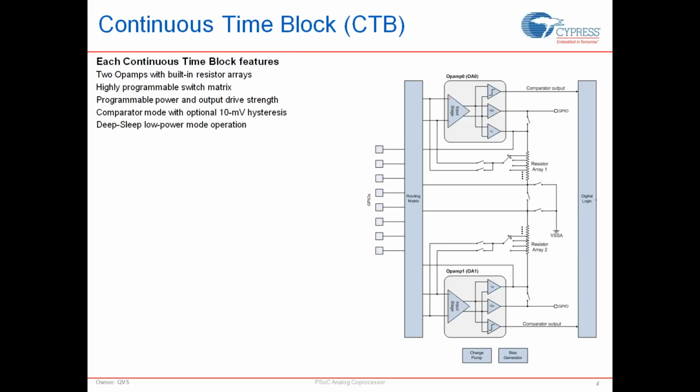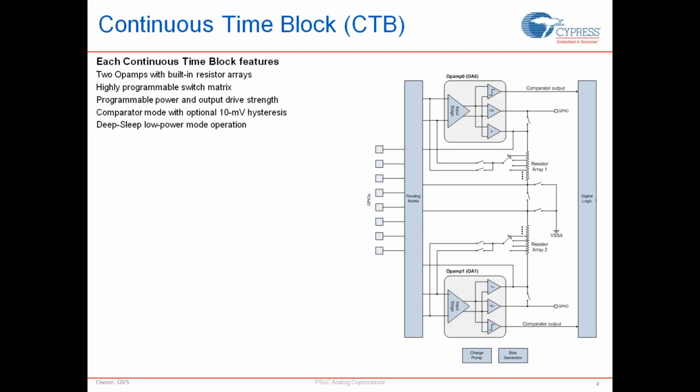Now going deeper into the continuous time block. A continuous time block is a block with two op-amps in it. Each of the op-amps has three types of outputs, if you think about it. Two of them are analog outputs, one with a 10 milliampere output and the other at 1 milliampere drive strength. Then you have a comparator output, which can be driven into the digital side of the circuitry. This is used when you want to use the op-amp as a comparator, comparing signals.